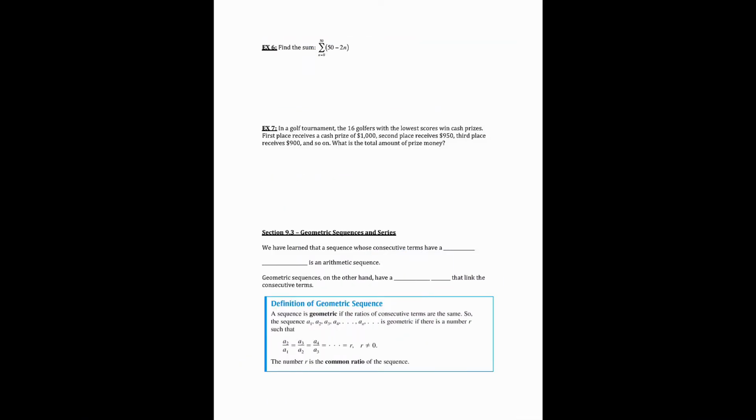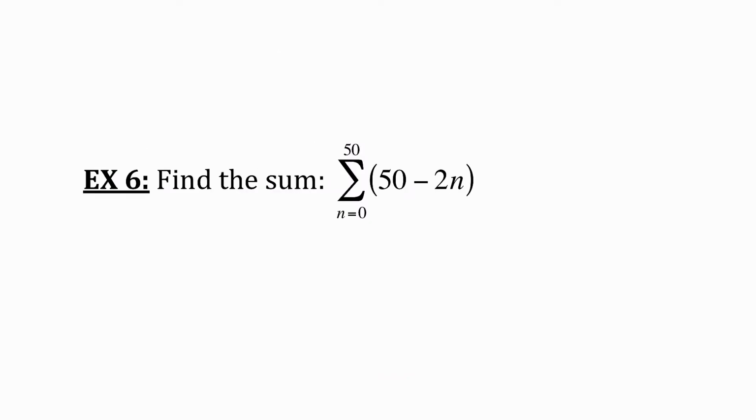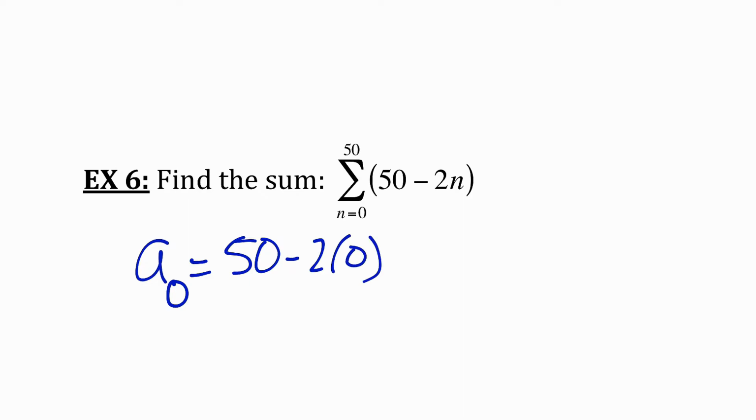Now, similar to that, this one's a little more challenging. We're not adding just 10 terms, we're adding, well, technically 51 terms. So we're saying from n equals 0 to 50. So starting with the 0th term and going up to the 50th term, and this is how we find each term. So our first term, we've got to figure that out. In this case, we're not dealing with a sub 1. We're going to start with the lowest term, a sub 0, and we're just going to plug that in. We got 50 minus 2 times 0.